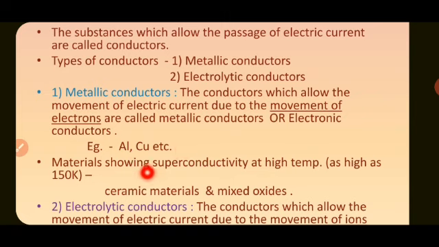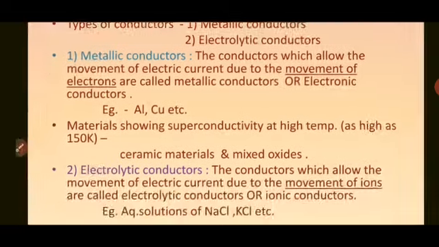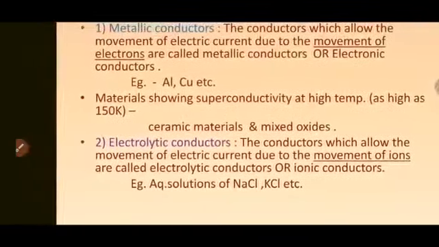Now there are some materials which show superconductivity, means they are highly conducting, even at high temperature, as high as 150 Kelvin. Which are the examples? Ceramic materials and mixed oxides. Now this is an important part for a 1 mark question. Materials showing superconductivity at high temperature. Examples: ceramic materials and mixed oxides.